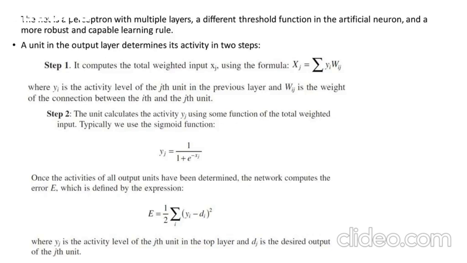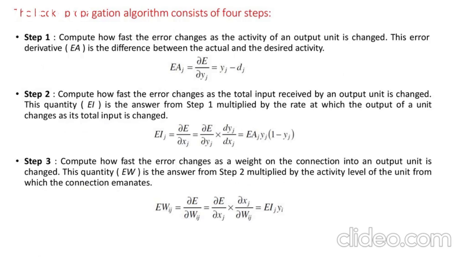The net consists of multiple layers with a threshold function. It computes the total input xj using the formula xj = sigma yi times wij. The unit then calculates the activity yj using a function: yj = 1 / (1 + e^(-xj)). Once the activities of all output units have been determined, the error is computed by the expression E = 1/2 sigma (yi - di) whole squared, where di is the desired output.